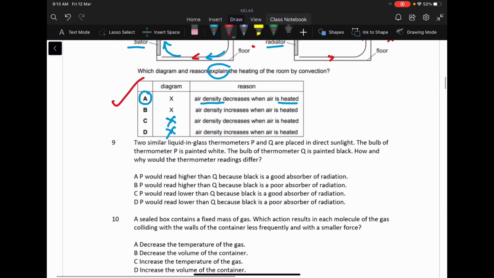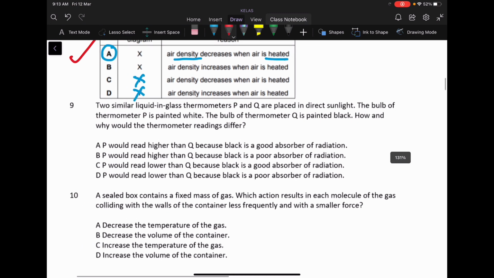So, very easy questions. Two similar liquid in glass, again another thermometer question. Two similar liquid in glass thermometers P and Q are placed in direct sunlight. The bulb of thermometer P is painted white. Okay, so this is about heat transfer again. P is painted white. The bulb of thermometer Q is painted black. So Q is black. How and why would the thermometer readings differ?